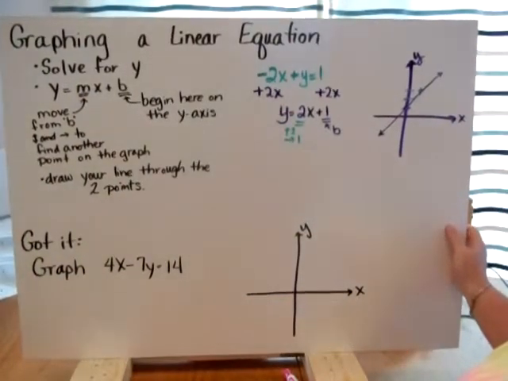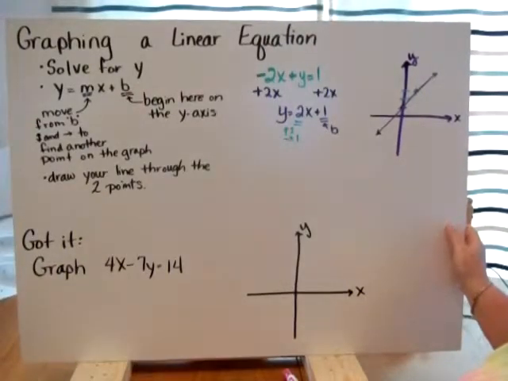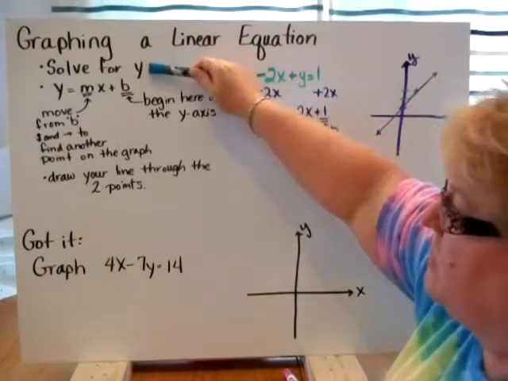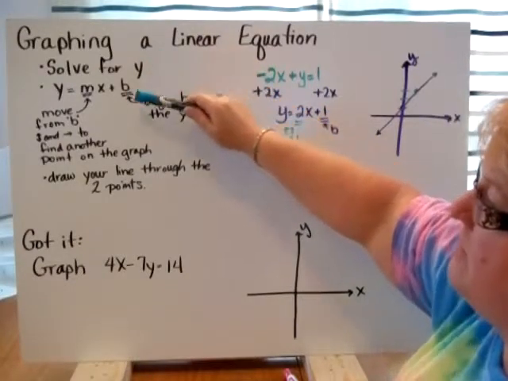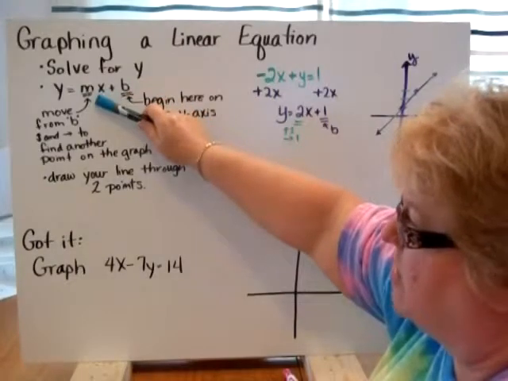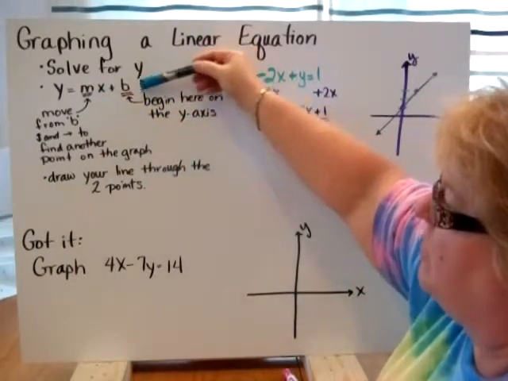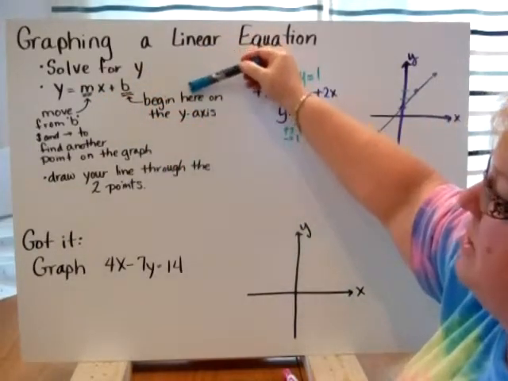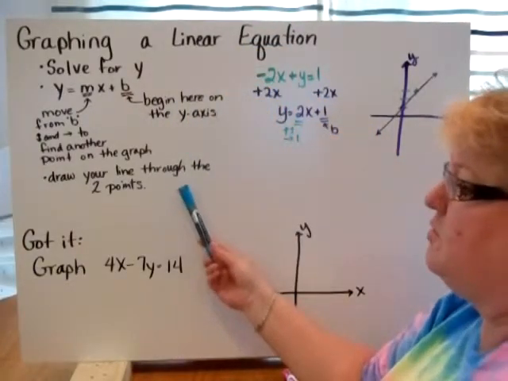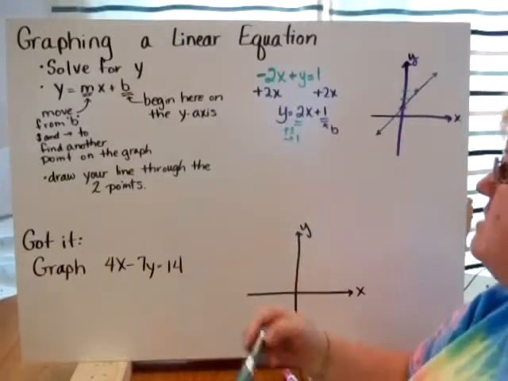And on our last slide, we have graphing a linear equation. And the first thing we need to do when we want to graph a linear equation is solve the equation for y. That will give us the equation in its slope-intercept form. So we know our slope, so we know how to move. And we know our y-intercept, so we know where to begin on the y-axis, which will make it easy to graph. And then once we have 2 points, we can just draw the line through the points.